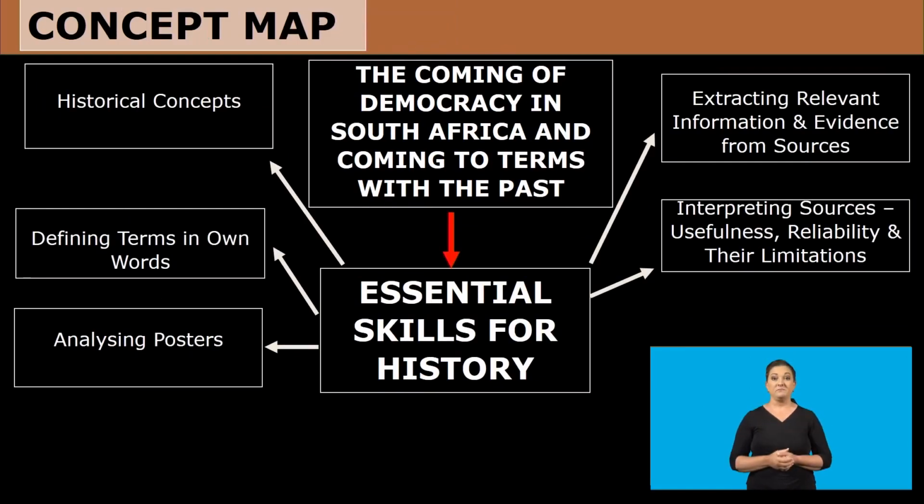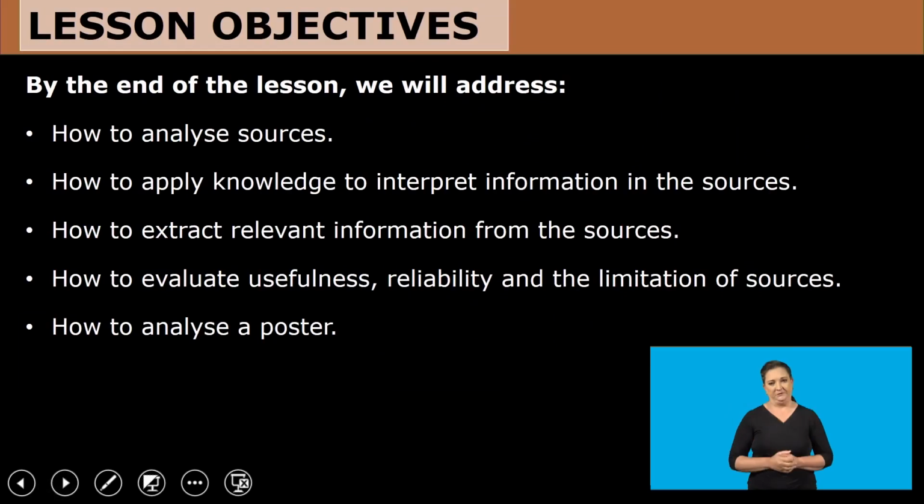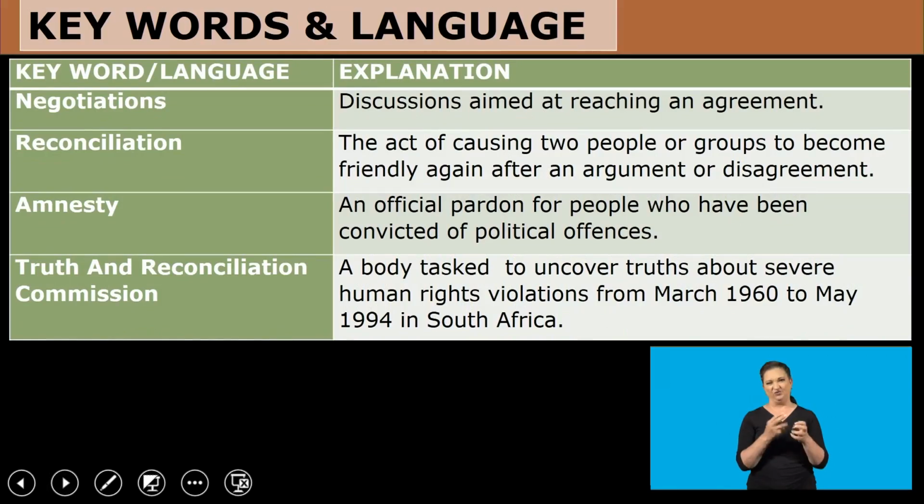And then also, there are specific skills that will be taught today, ranging from historical concepts, defining words in your own words, analyzing posters, extracting relevant information, and interpreting sources, their usefulness and limitations. Now, the objectives of the lesson are how to analyze sources, how to apply knowledge to interpret, very important, to interpret information in the sources, how to extract relevant information from the sources, how to evaluate usefulness, reliability, and the limitation of sources, and then how to analyze a poster. So that would be visual source analysis.